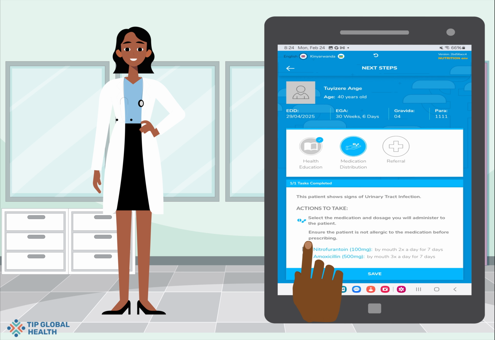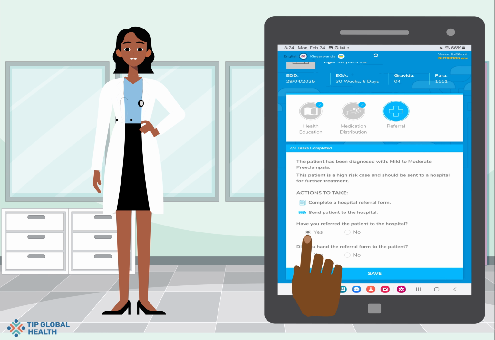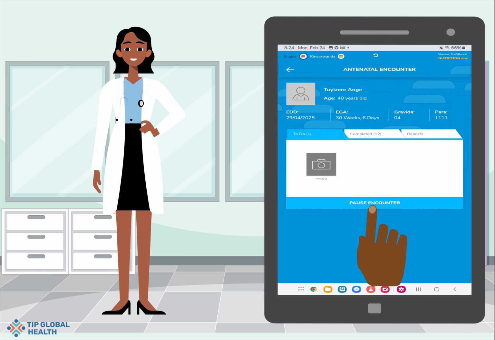Ange is showing signs of a UTI, so I'll prescribe her this medication, and since she's at risk of mild to moderate preeclampsia, I'll go ahead and refer her to the hospital. Now we're going to pause this encounter because we still have the lab test results that I haven't recorded. Let's go ahead and go to case management to find them.